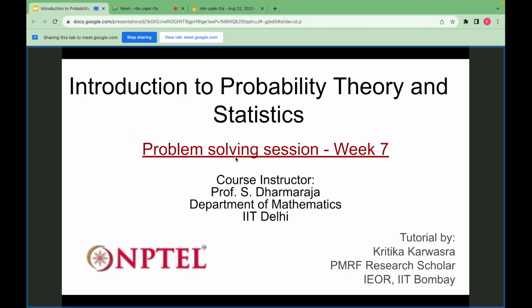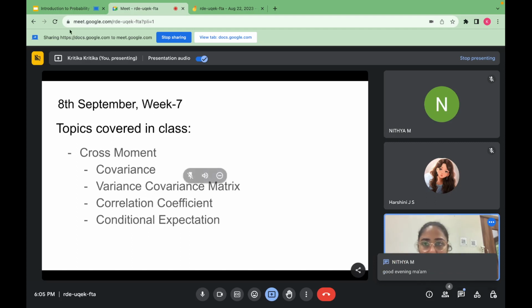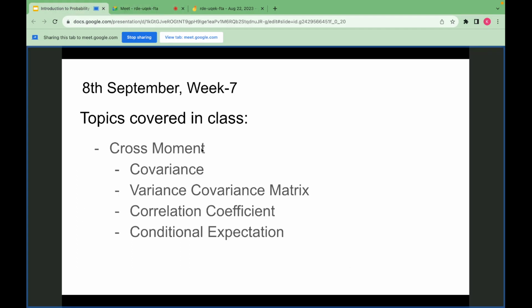Okay, good evening everyone. So today we are going to start our problem solving session for week 7. In today's class we will discuss the problems on topics related to covariance, variance covariance matrix, correlation coefficient and conditional expectation. Before that I am just going to revisit all the formulas which were taught in the class, so it is kind of a revision. In the first half we will go through all the formulas and then we will try to solve the questions.